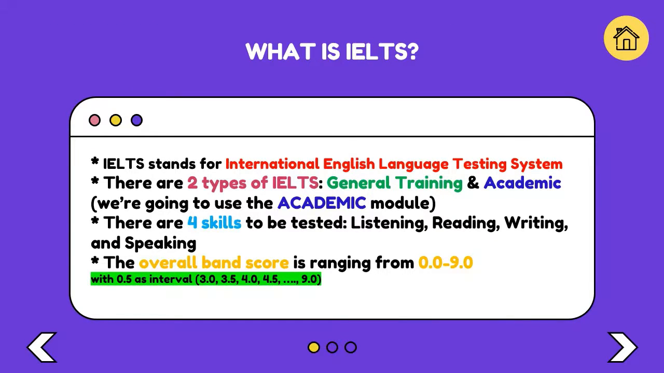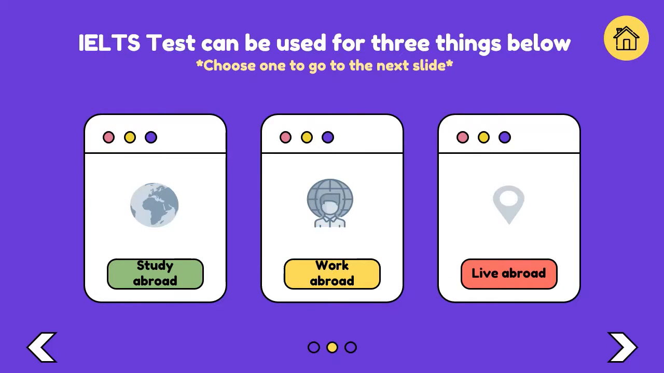IELTS itself is the abbreviation of International English Language Testing System, and there are two types of IELTS tests, general training and academic. As for our English class, we are going to use the academic IELTS. There are 4 skills that will be tested: listening, reading, writing, and speaking. Once you have finished with the test, you will receive the overall band score, which is ranging from 0 to 9. IELTS itself is one of the requirements if you want to study, work, or live abroad.